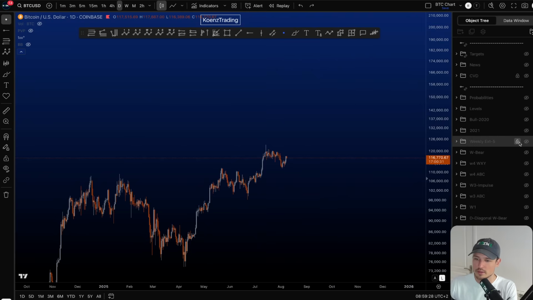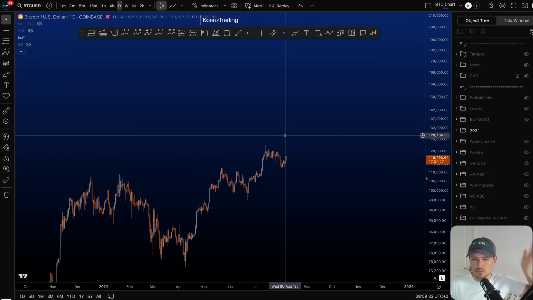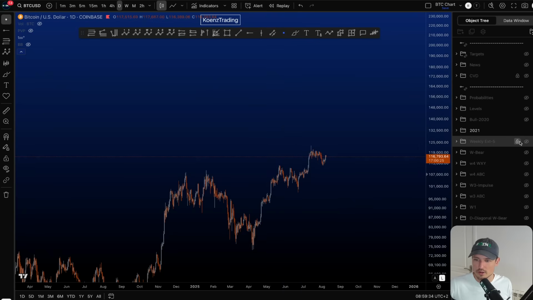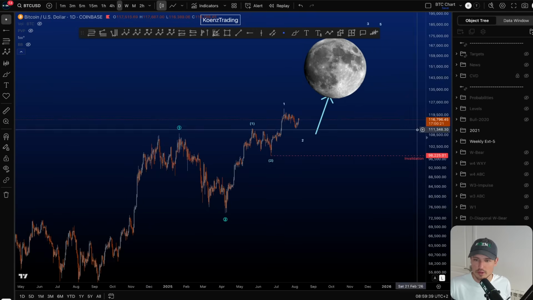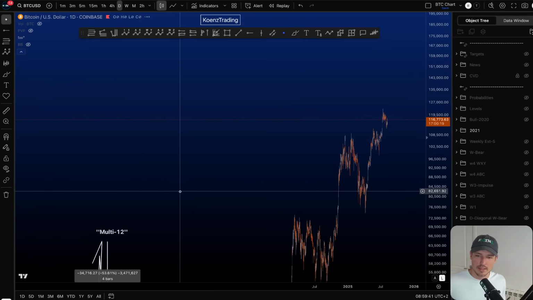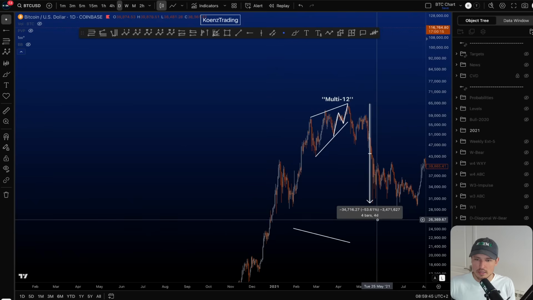So we just got to wait a bit. Now, also something that I noticed is, of course, with the multi-1-2 scenario in the absolute moon scenario, right? People talking about multi-1-2s. It made me think a little bit about 2021.